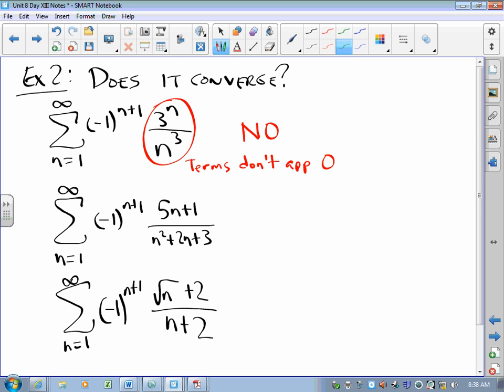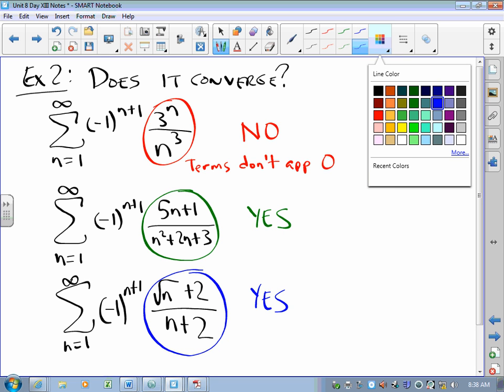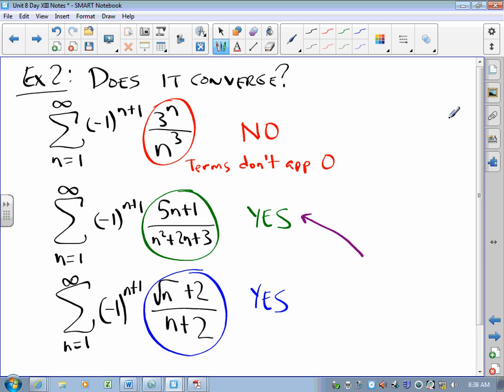Number 2! Those are positive. Terms get smaller. Terms get closer to 0. We say yes. Number 3. Terms get smaller. They're positive. Terms get closer to 0. We say yes. I bring up the following side note.